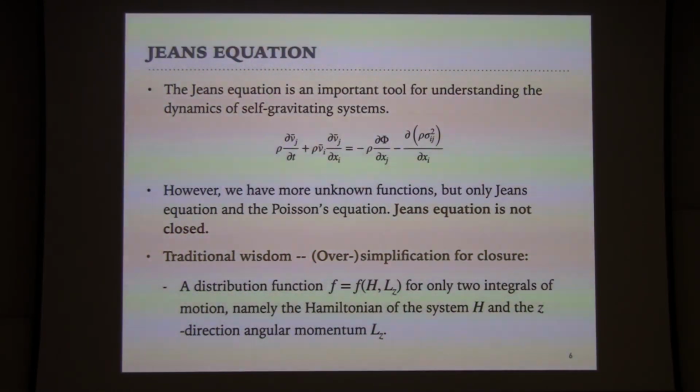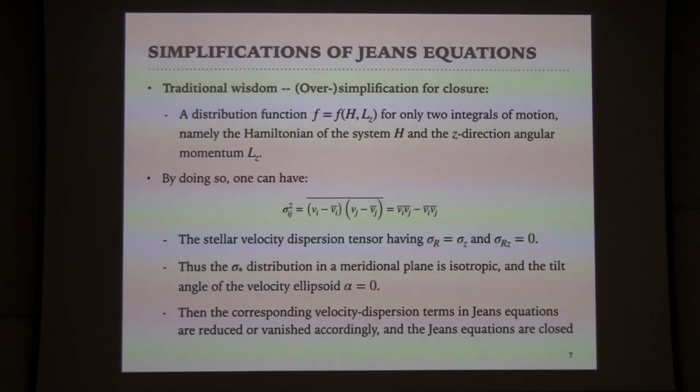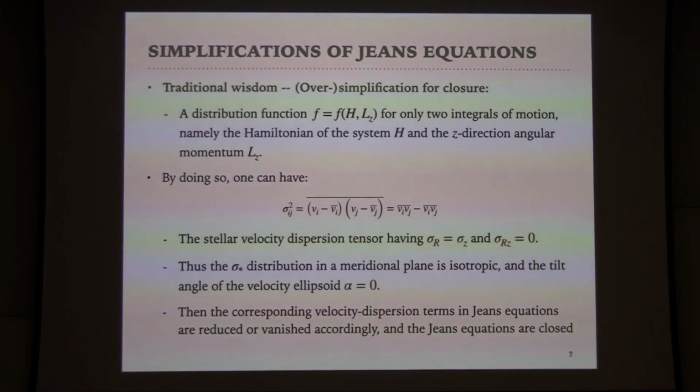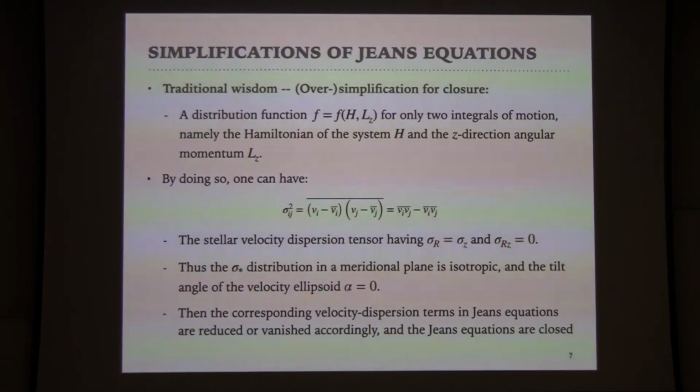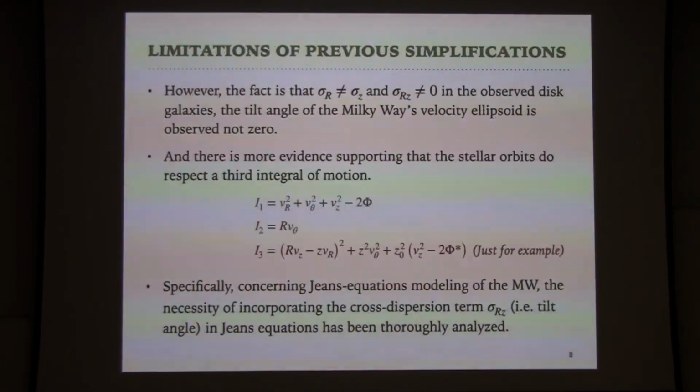Typically, a distribution function is assumed for those two integrals of motion. By doing so, the corresponding velocity dispersion terms in the Jeans equations are reduced, and the Jeans equations are closed. But these simplifications come with their limitations.